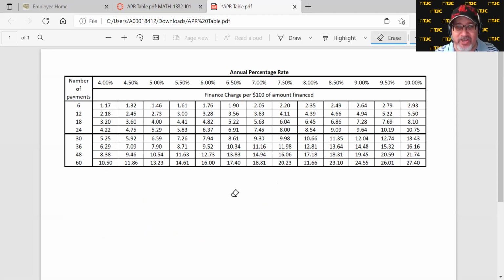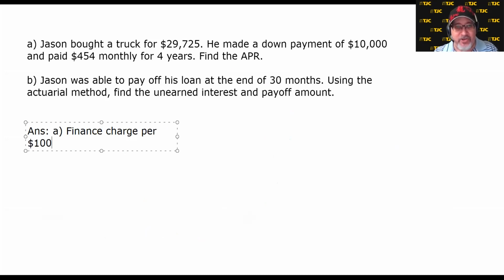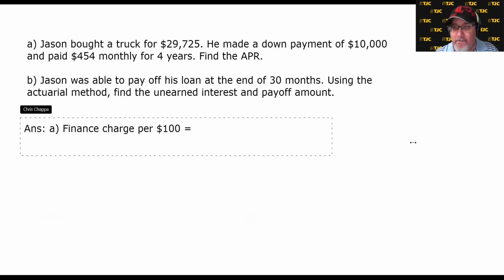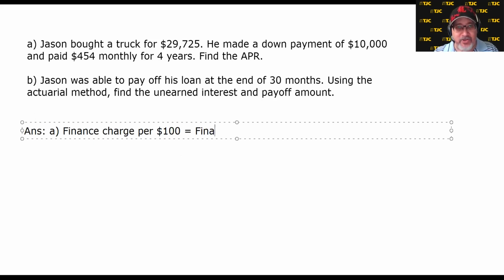know the number of payments, which is easy to figure out. It's 4 years, so it's 48 payments. But we also need to know the finance charge for $100 of amount financed. And the formula for the finance charge per $100 of amount financed, let's get this started. Finance charge per 100, let's just say that for short, is equal to the finance charge divided by the amount financed times 100.